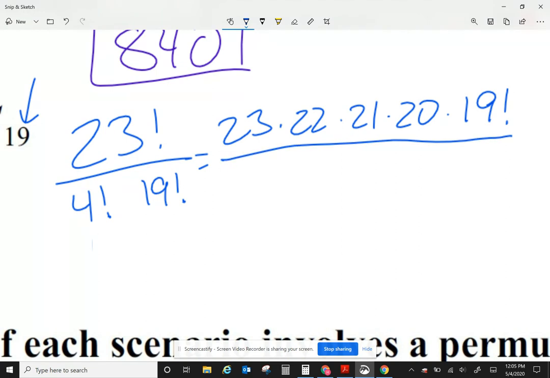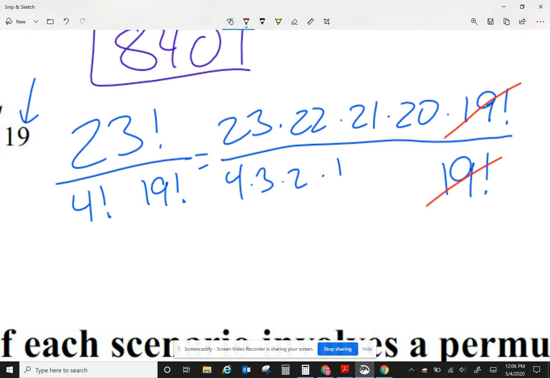Why did I stop at 19 factorial? The reason is because at the bottom I have a 19 factorial. So why am I going to write 19 times 18 times 17 all the way to 1 in top and bottom? Why am I going to do it twice? Now, at the bottom, I also have a 4 factorial. That is 4 times 3 times 2 times 1. Let's see what I can cancel out: the 19 factorials. Because remember, each of them represents 19 times 18 times 17 all the way to 1.